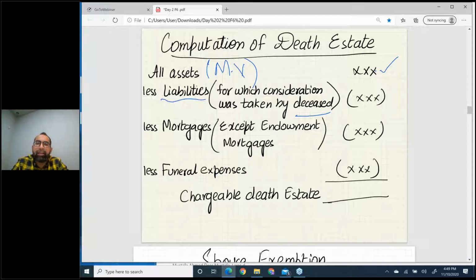And finally, you can deduct the funeral expenses. So here you will have the chargeable estate. This will be your chargeable death estate. Sometimes this death estate working is given ready-made, and sometimes you have to calculate it. But whenever it comes, it's easy marks.